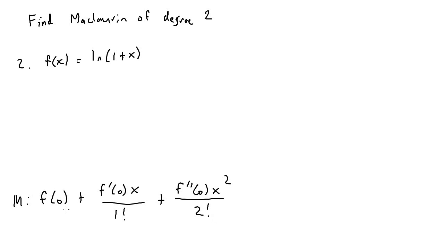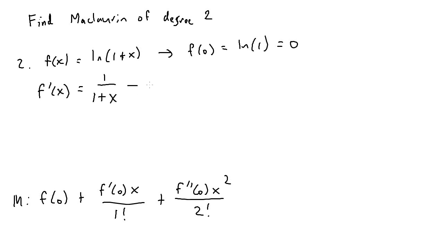So we need to first evaluate what f of 0 equals. So we can simply just plug in 0 for x. So then f of 0 is going to be equal to the natural log of 1 plus 0, which is 1, and the natural log of 1 is obviously 0. So now let's find f prime of x and plug in 0 for x. F prime, so the derivative of a natural log of 1 plus x is just going to be 1 over 1 plus x. And so when I plug in 0, f prime of 0 is going to be equal to 1 over 1 plus 0, which is 1, or simply just 1.